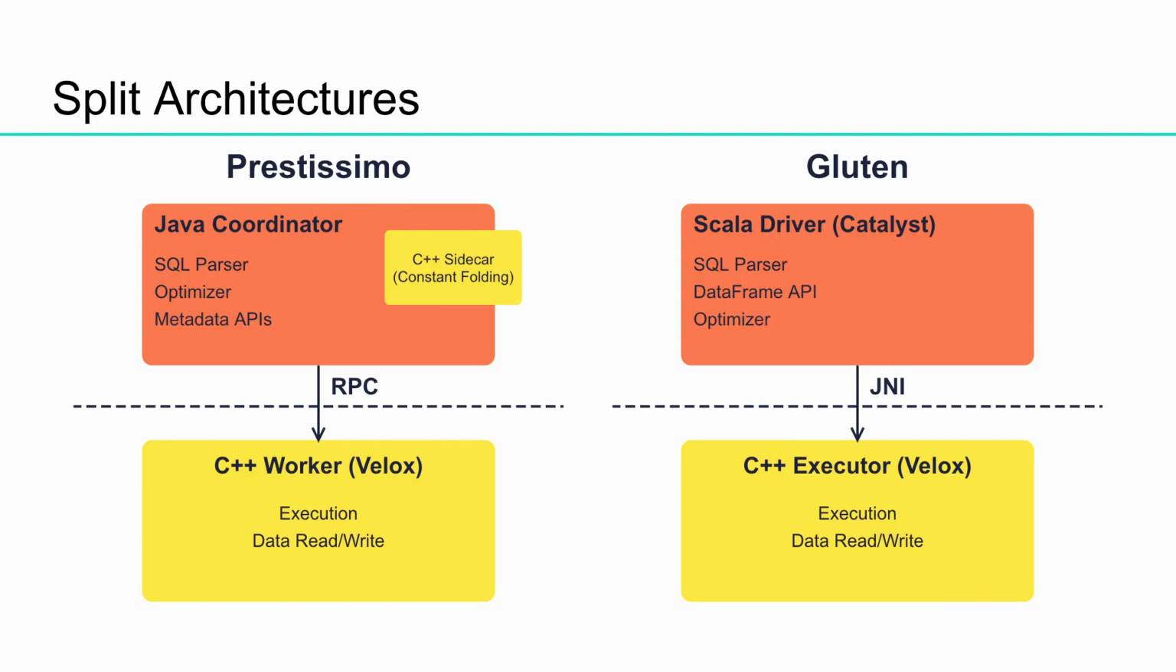Gluten has a similar split. Spark handles parsing, DataFrame API, optimization, and distributed execution, all in Java. Velox handles local execution. They talk over JNI, which is more complex and harder to debug. Both coordinators are monolithic. You can't add a DataFrame API to Presto. Can't run Spark SQL on the Presto coordinator or Presto SQL on Spark. You are locked in.